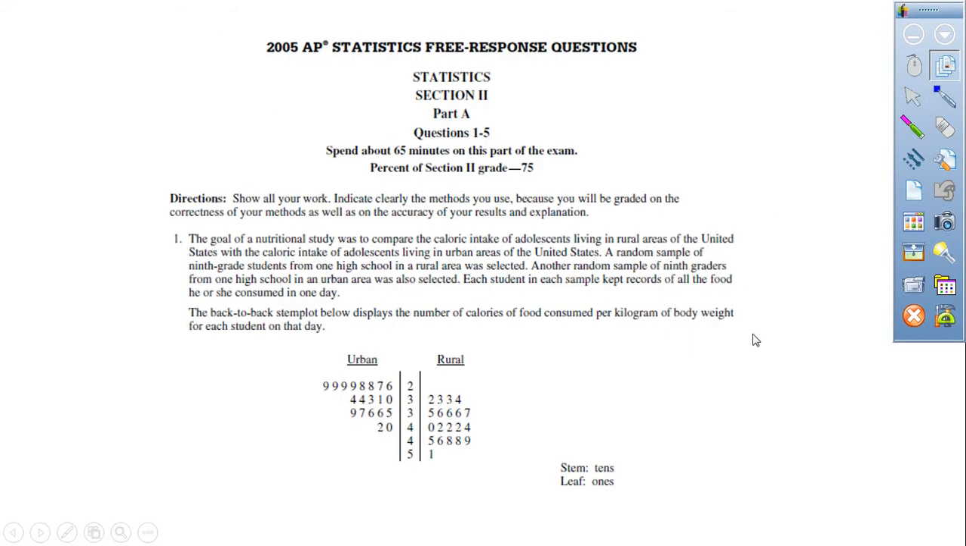Now, here's a question from back in 2005 that was on an AP Statistics exam. And this one here, I'll let you pause the video so you can read it in some more detail. What it's basically doing is looking at the caloric intake of adolescents in an urban environment and a rural environment. They took a random sample of 9th grade students from one high school in a rural area and another random sample of 9th graders from one high school in an urban area. And we ended up getting this. Now you'll notice they have the stem here. They say the 10s and the leaf is the 1s. So that's what they're using as a key here.